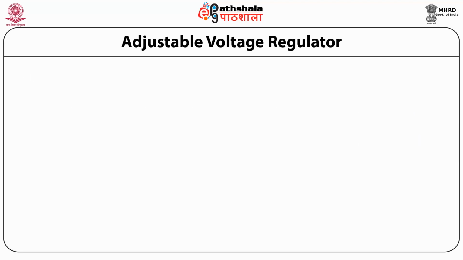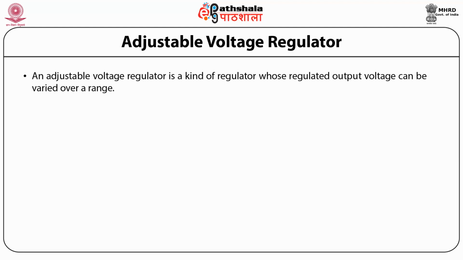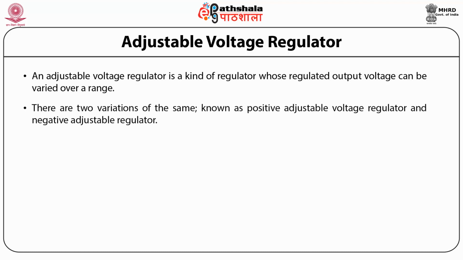Now let us discuss the adjustable voltage regulator. An adjustable voltage regulator is a kind of regulator whose regulated output voltage can be varied over a range. There are two variations of the same, known as positive adjustable voltage regulator and negative adjustable regulator.